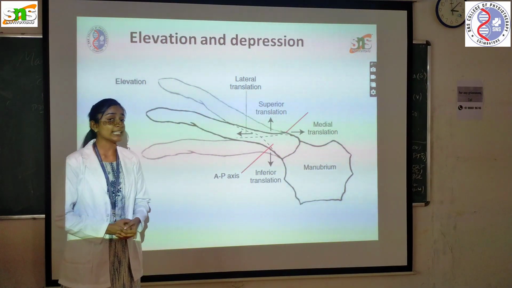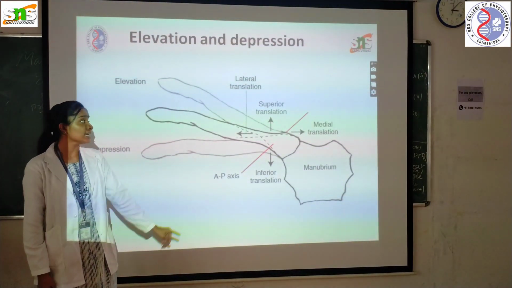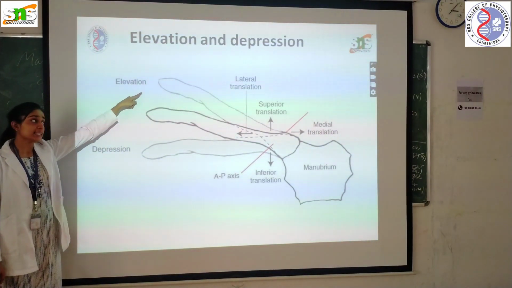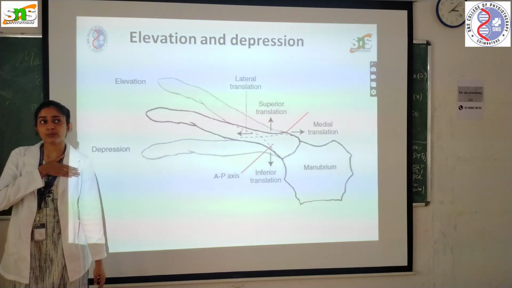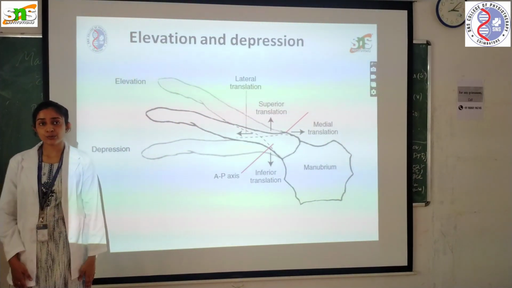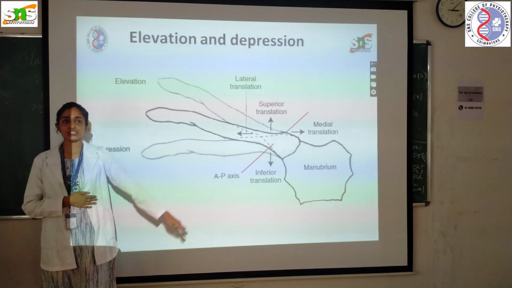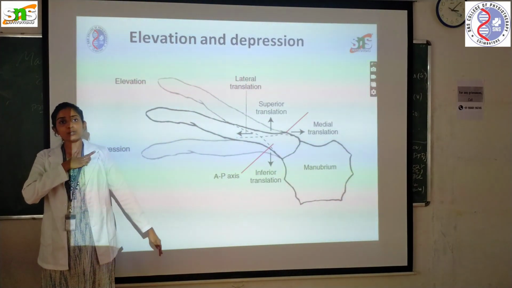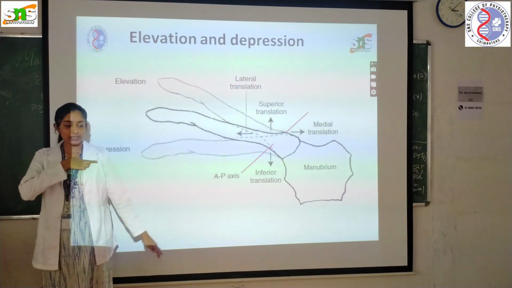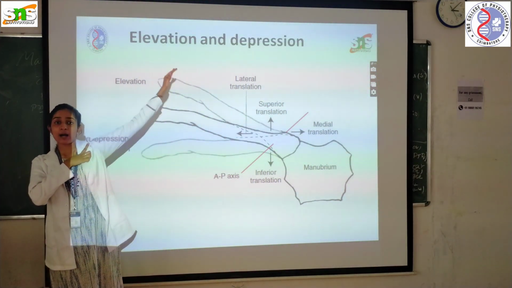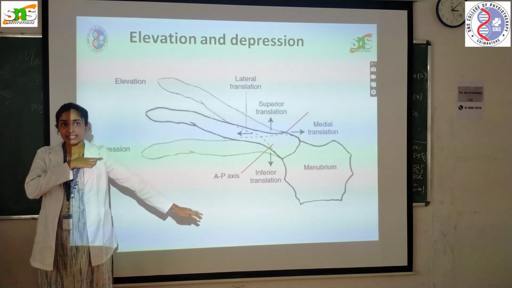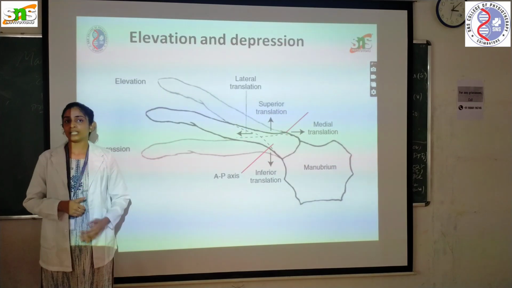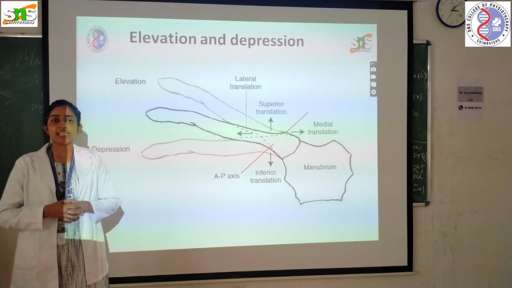Okay. So here you can see during elevation what happens? The lateral end of clavicle is moving upward and during depression what happens? The lateral end is moving downward. So while you are elevating your hand, see here, you are doing abduction of your hand. While you are doing abduction of your hand, you can see the clavicle is also moving with you. So the lateral end of your clavicle is moving upward, and while you are depressing your arm, the lateral end is coming downward. So this is how the elevation and depression happen.